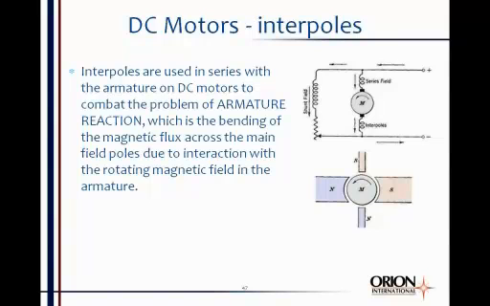So you put an interpole in there, and the interpole basically, when the magnetic flux from the armature goes up, since the interpole is in series with it, the magnetic field strength in the interpole goes up, and it just cancels out the bending and twisting of the magnetic flux due to armature reaction. So almost all DC motors have interpoles in them. They're small poles that are placed 90 degrees from the main field poles.